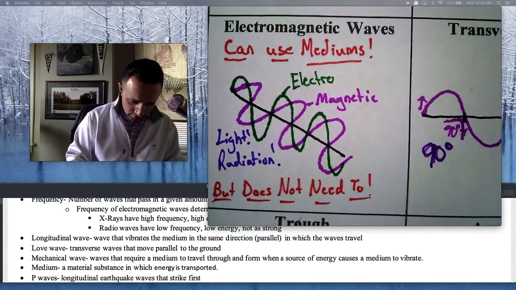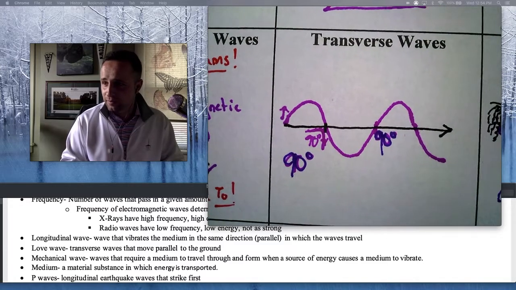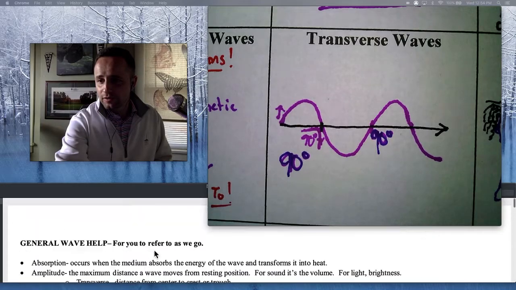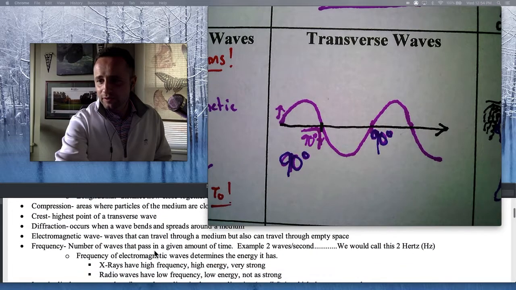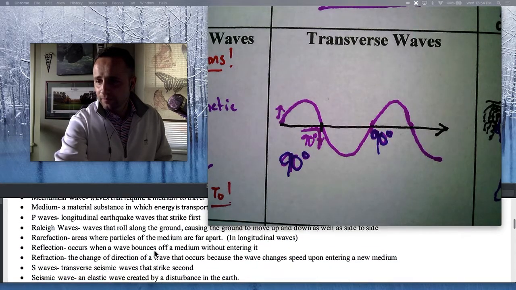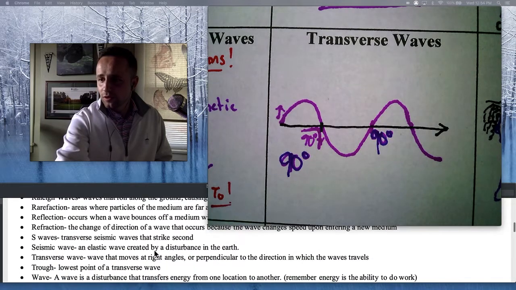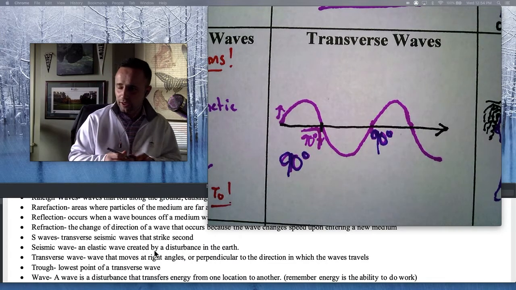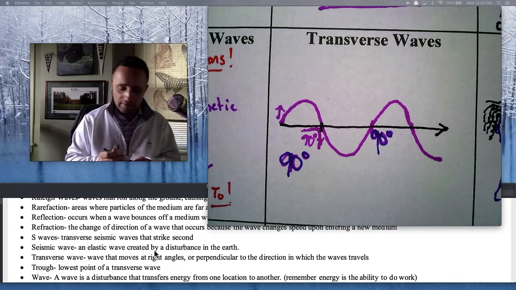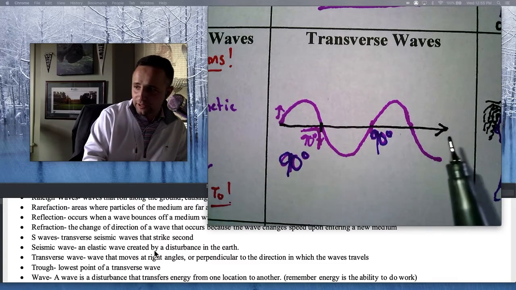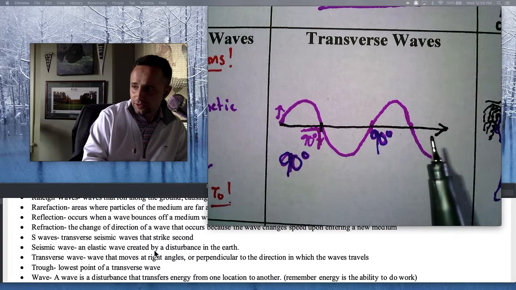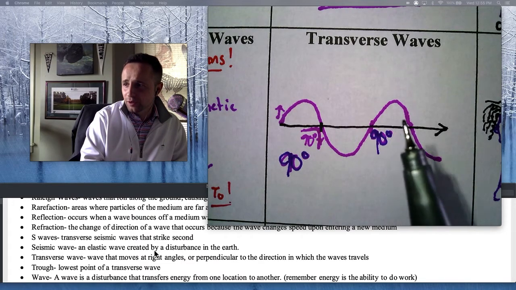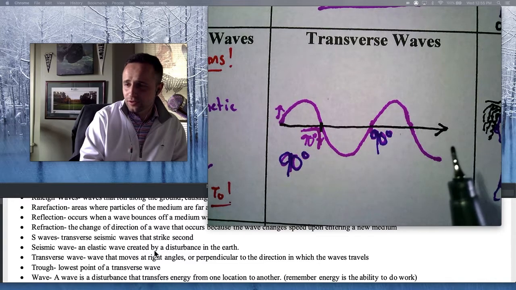Now, transverse waves. Let's talk about the shapes now. So, going to transverse, and I know I skipped electromagnetic on there, but it's pretty much what we said. Let's go to transverse here. It says wave that moves at right angles or perpendicular to the direction of the way the wave's traveling. So the overall wave is traveling in this direction. See that by the arrow. But different parts of the wave are moving perpendicular to the direction of travel.